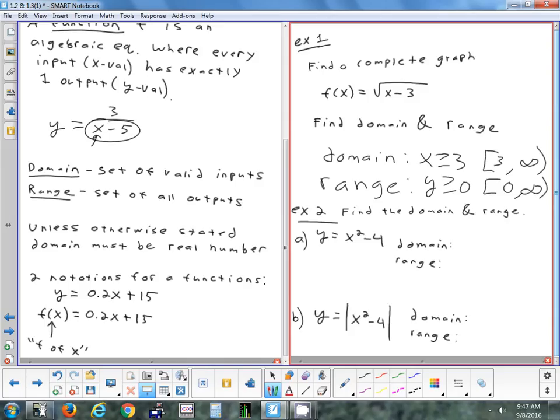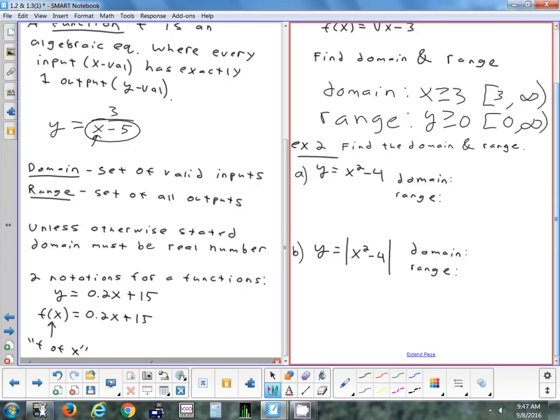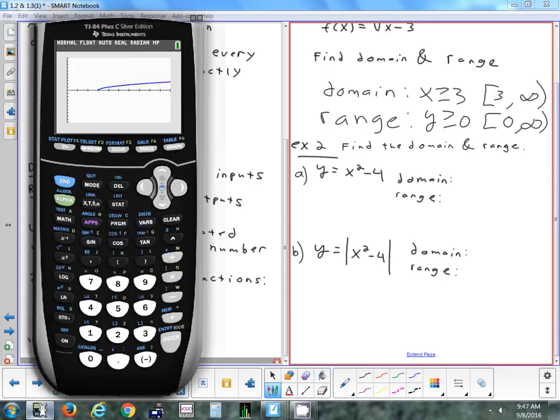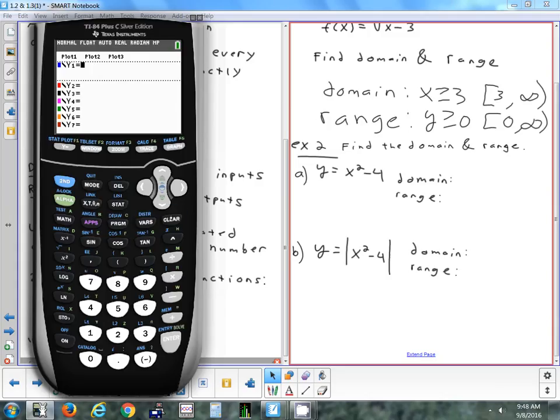I'm going to skip 2a. Let's do 2b, just because it involves typing in an absolute value, and that's something worth showing you. I might have already shown you. Okay, so I want to type in the absolute value of x squared minus 4. Did I show yesterday where absolute value is? No? Okay, so you go to math, go over to number, and it's the first option. It says ABS. Okay, so if you hit that, it puts in your absolute value bars.